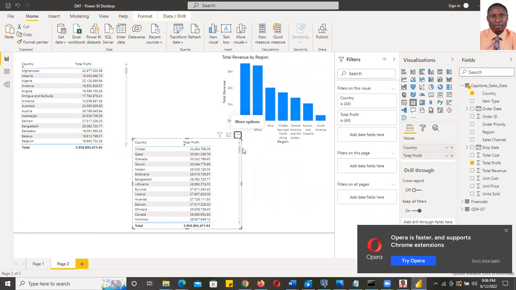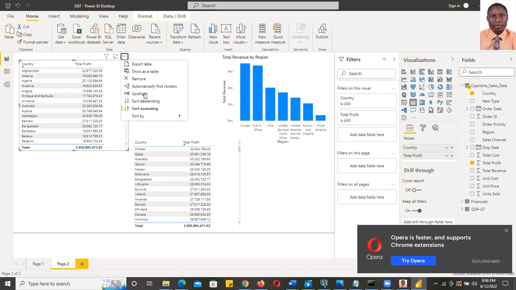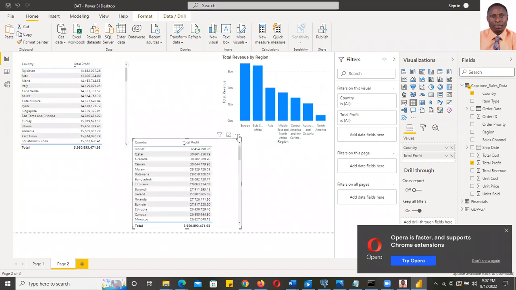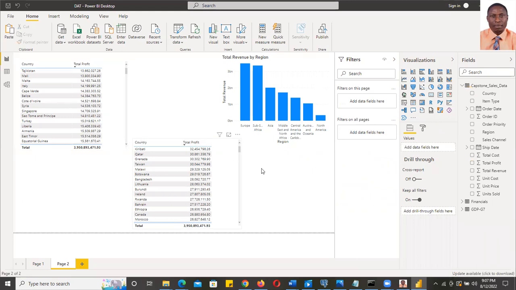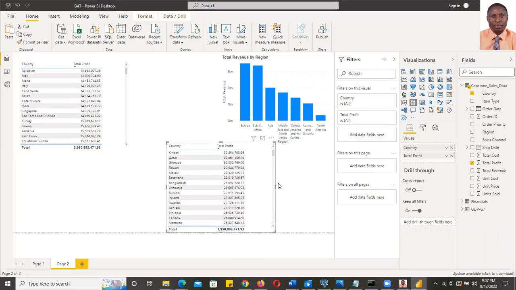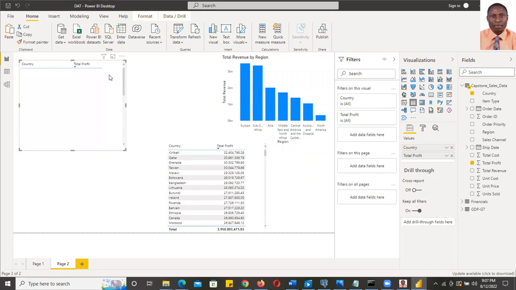So this guy is in descending order. Why is this guy in ascending order? Let me sort this in ascending order using total profits. I'm not using the country. So this guy too is using total profit to sort. Total profit, descending order, so that we can see it from the highest to lowest. So this guy solved the problem of the top five.